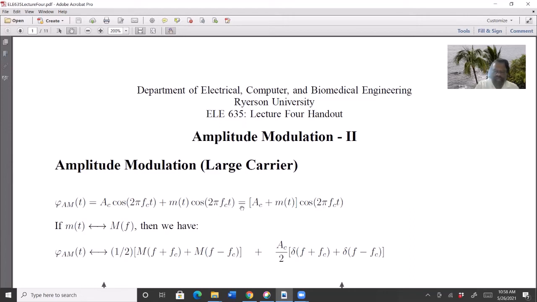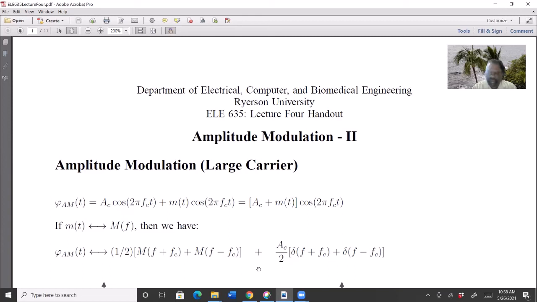Now, if you look at the Fourier transform of this, M of T cos 2 pi FCT gives you half of the spectrum of the message signal shifted to FC and negative FC. And this is just a simple cosine waveform, and the Fourier transform of that is two delta functions at half the amplitude. Remember, cos becomes half. Half spike here and half spike here. AC over 2 at negative FC and positive FC.